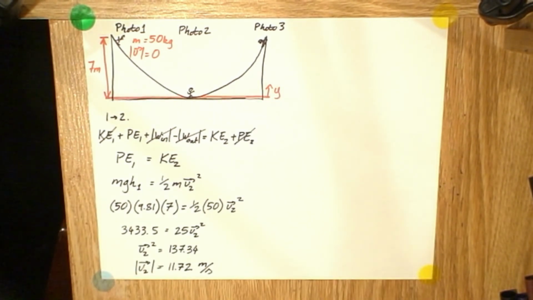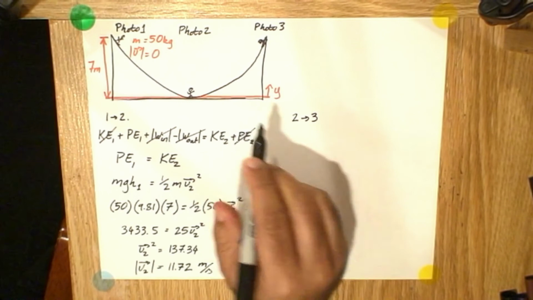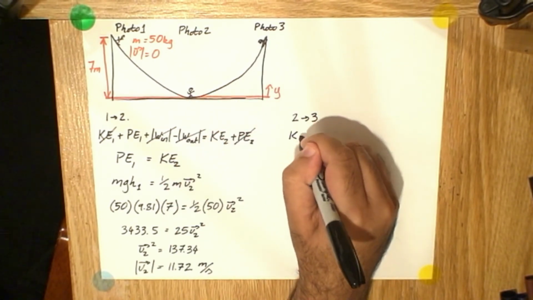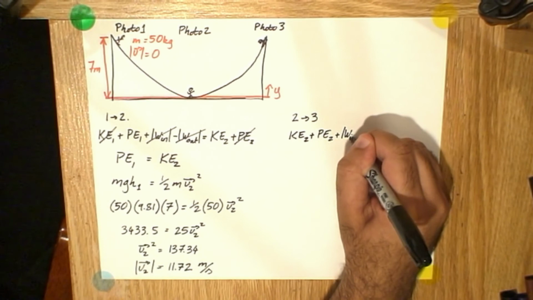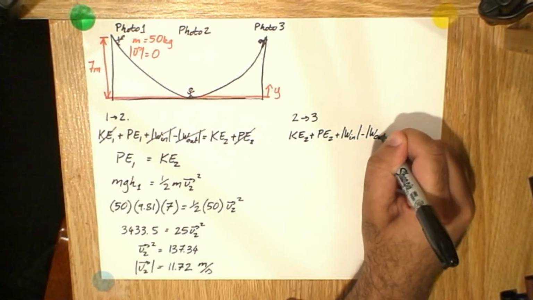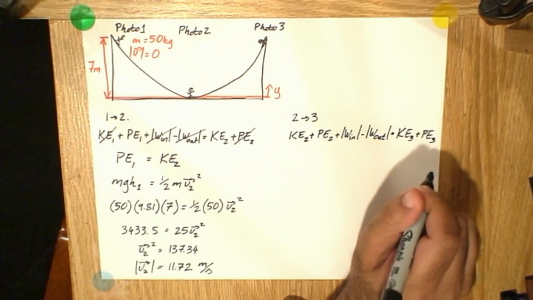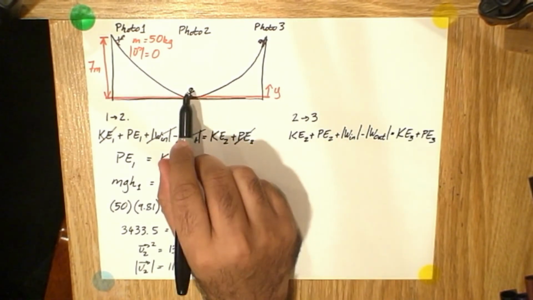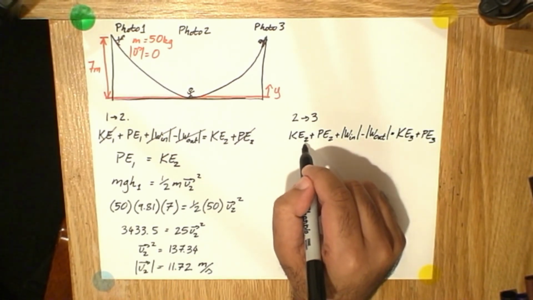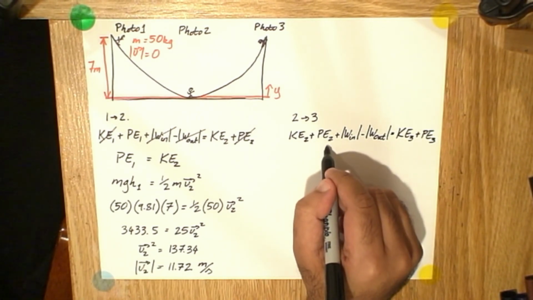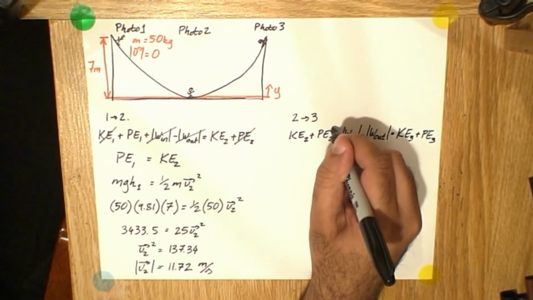Now, let's examine what would happen between photo 2 and photo 3. Again, we would start from the same place. KE2 plus PE2 plus work in minus work out equals KE3 plus PE3. Now at KE2, at photo 2, our hero is moving. We already figured out what the velocity was. So KE2 is not going to be 0. We have to keep it in there. But PE2 is going to be 0. Our hero is at the axis. They have no elevation. There's no PE2 to worry about.